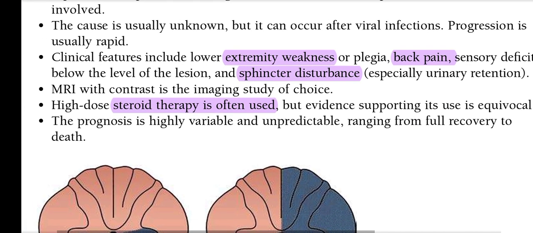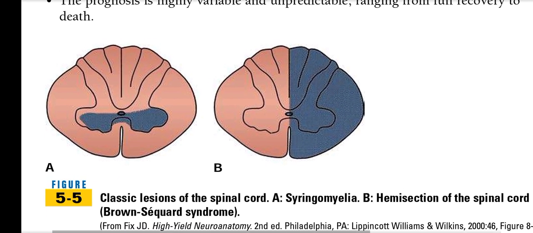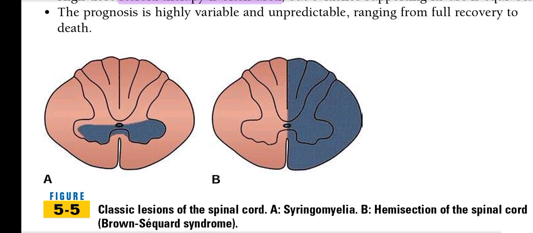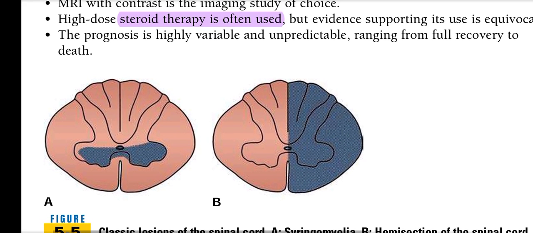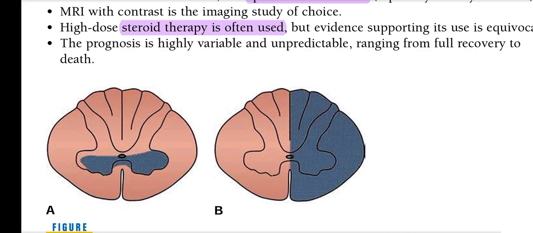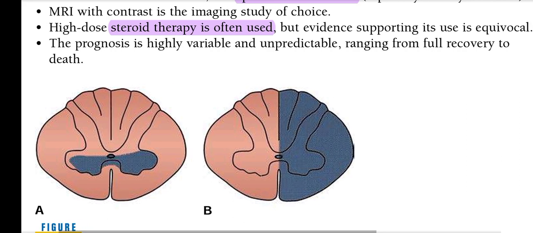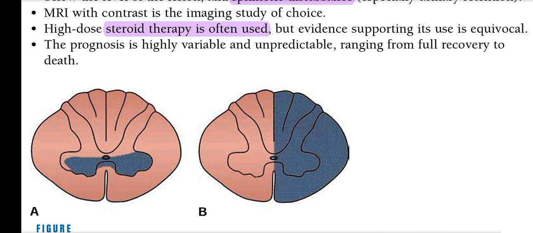Following is the diagram for syringomyelia and Brown-Séquard syndrome. In A, there is syringomyelia, a collection of abnormal cavities filled with fluid, and B is the hemisection of the spinal cord that leads to Brown-Séquard syndrome.